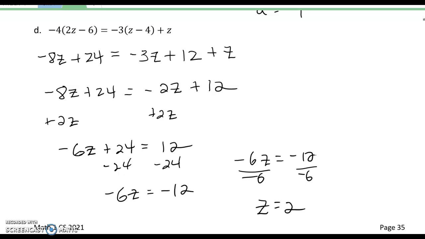The left side is simplified, right? Negative 8z plus 24. Can't do anything else with that. But the right side, we can combine like terms. Negative 3z plus z gives me negative 2z, and then plus 12. Okay, so now that both sides are completely simplified, I want to look to undo operations. So I'm going to first bring my variable over to the left by adding 2z to both sides. So now I get negative 6z plus 24 on the left equals 12. Undoing operations to get the variable by itself, I finally get z is equal to 2.